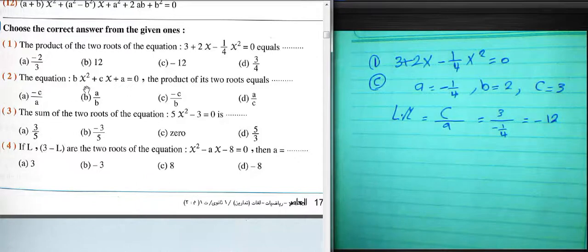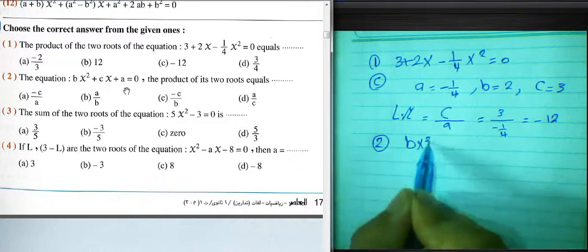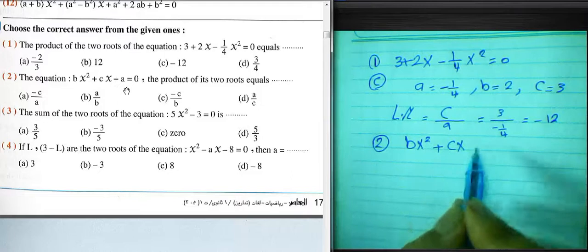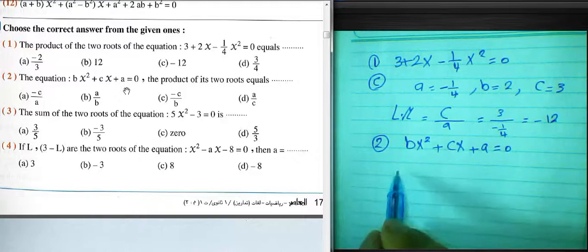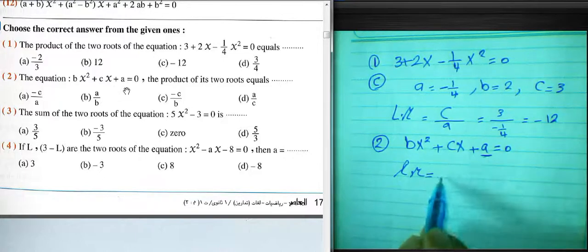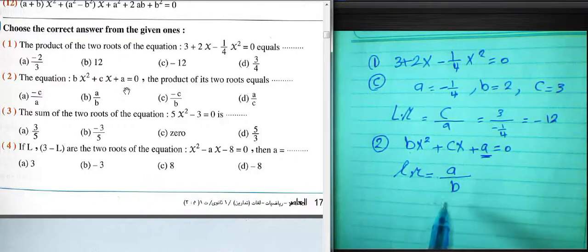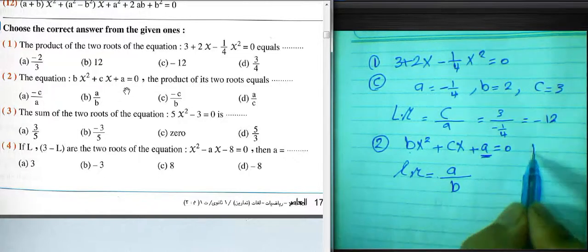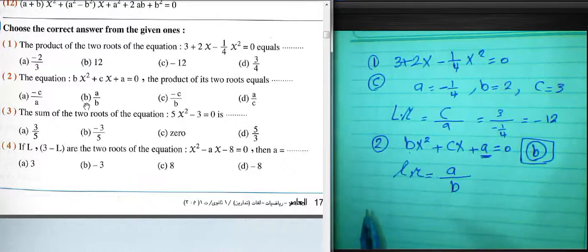Question number 2, the equation bx power 2 plus cx plus a equals 0, the product of the two roots equals what? So we can find the product. L multiply M equals the constant, which is a, over the coefficient of x power 2, which is b, so the product equals a over b. We'll choose letter B. Okay, from question 2 we will choose letter B.